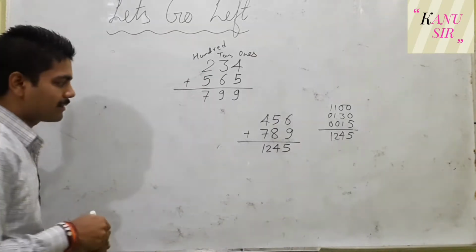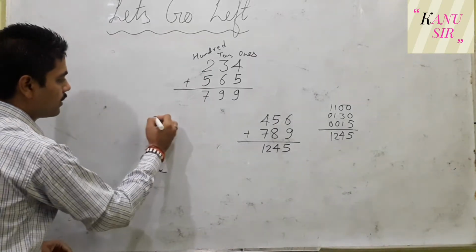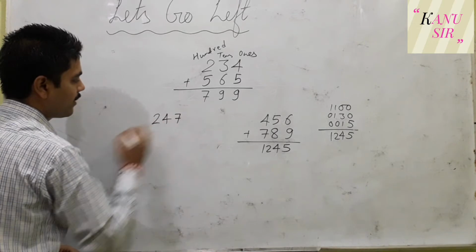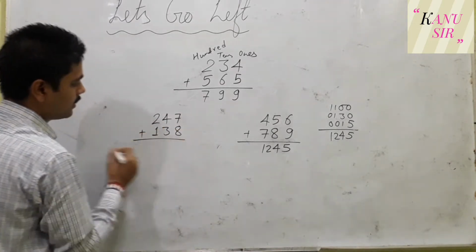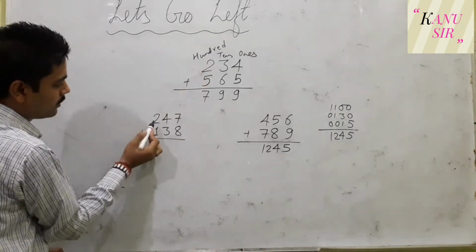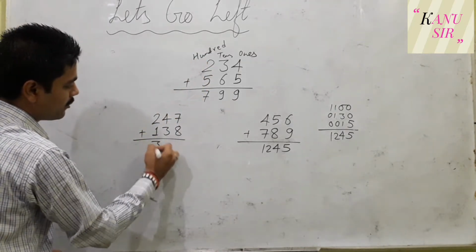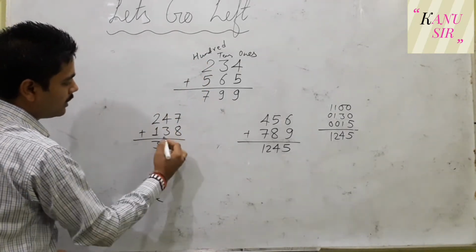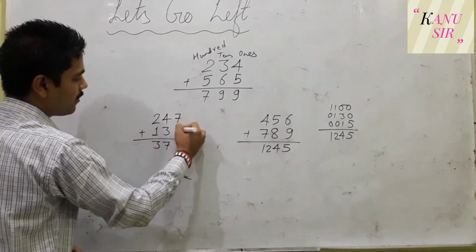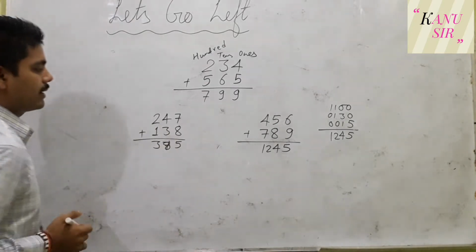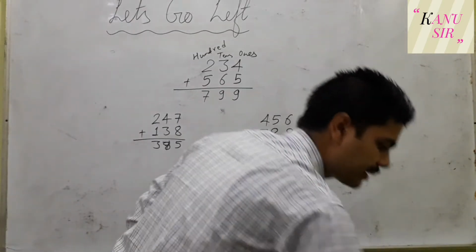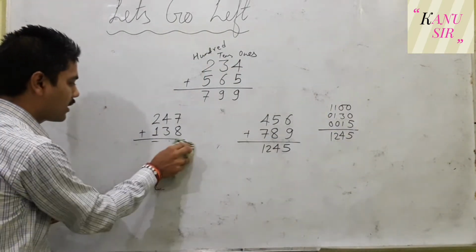Let us take another example of going left to right: 247 plus 138. Let us take the hundreds first. 200 plus 100 is 300. 40 plus 30 is 70. 7 plus 8 is 15, and with the 1 carryover it will be 385. Or you may think that I have gone from right to left. Once again let us do this.